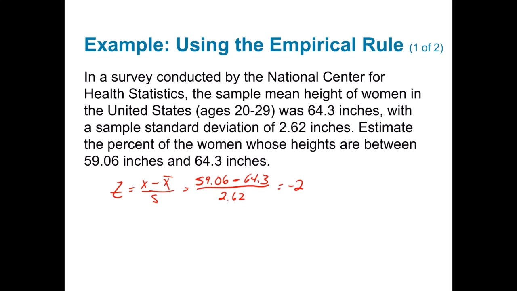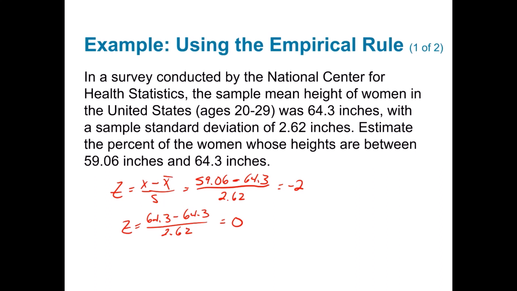And so then you do the same thing for that 64.3. So if you do z equaling 64.3 minus 64.3 divided by 2.62, what do you get? You get 0, right? So what does that tell us? That tells us this data value, whenever x is 59.06 inches, we're 2 standard deviations below the mean, right? And then what does that z-score of 0 tell us about 64.3? You're at the mean.